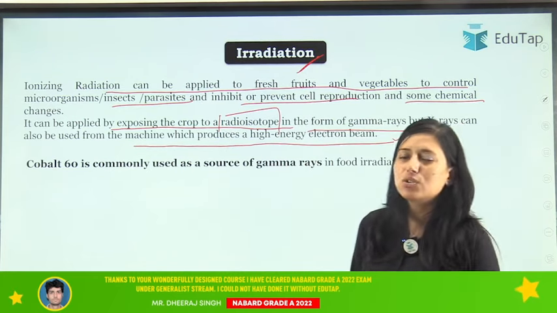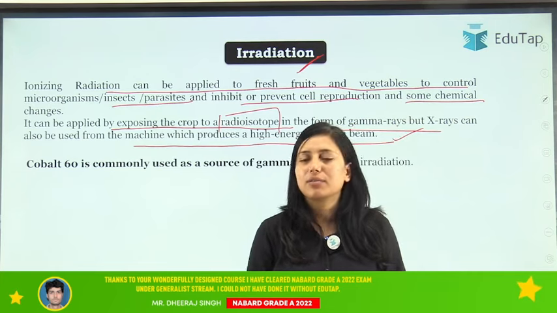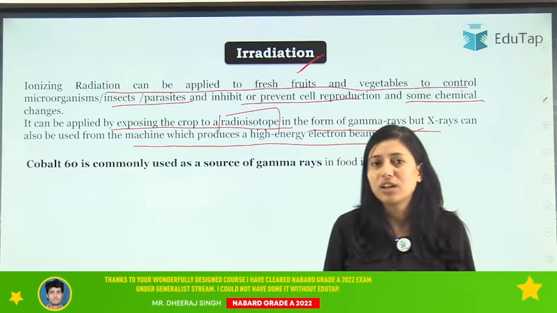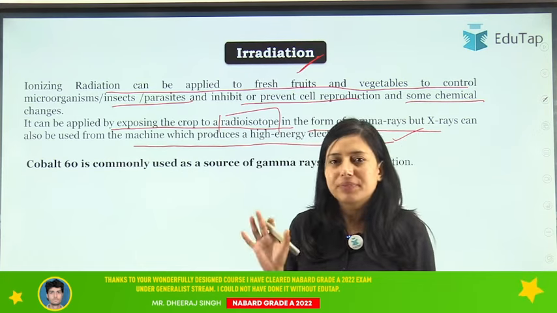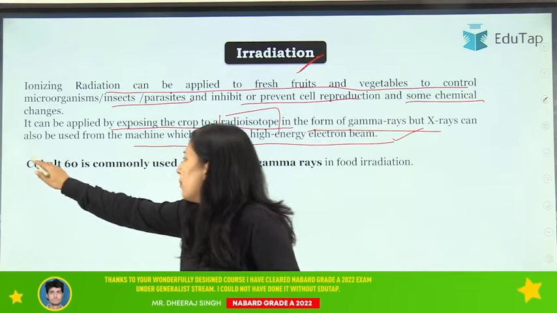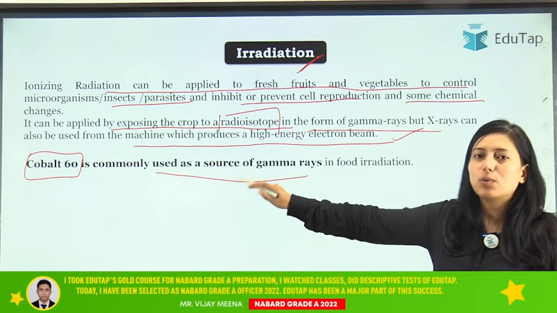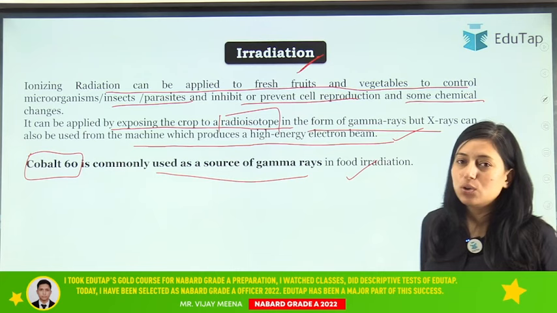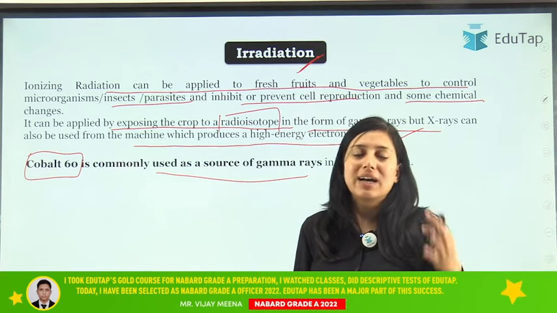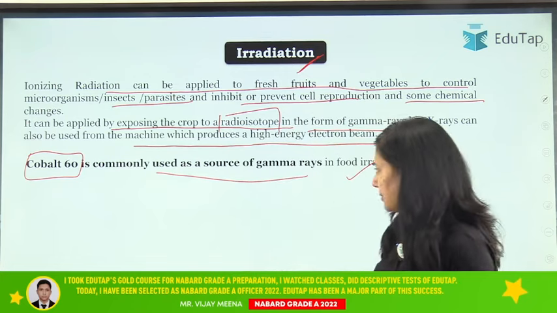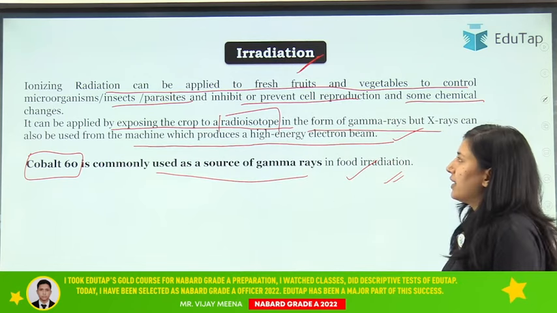So it can be done through gamma rays or X-rays, but X-rays can be used if there are machines producing high energy electrons, but mostly gamma rays are used, and cobalt 60 is the commonly used source of gamma rays. So basically cobalt-60 is the most commonly used gamma radiation source for food irradiation. So that was about the irradiation.